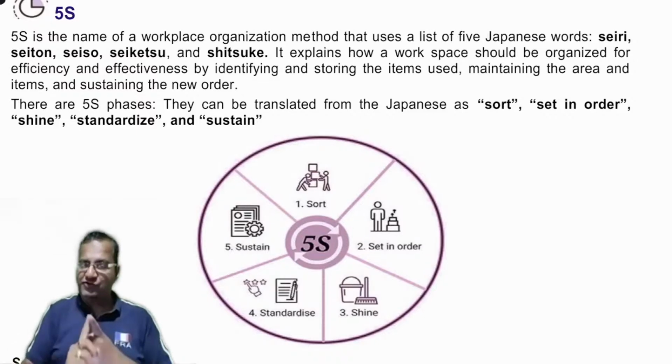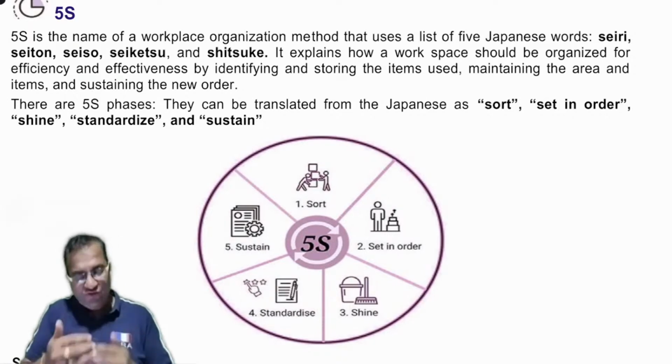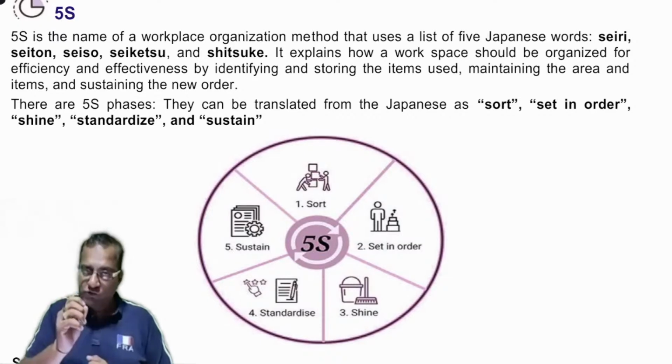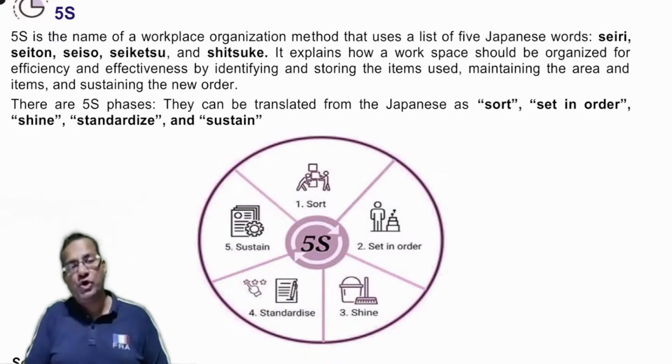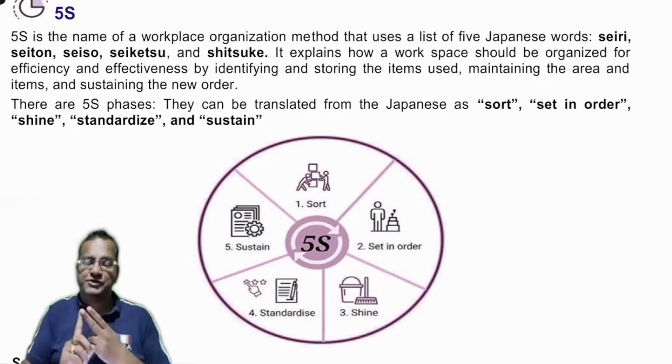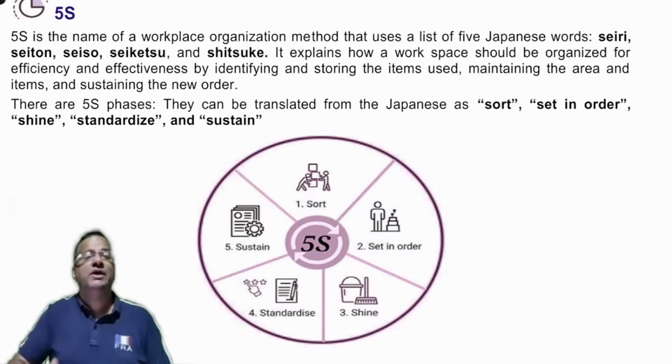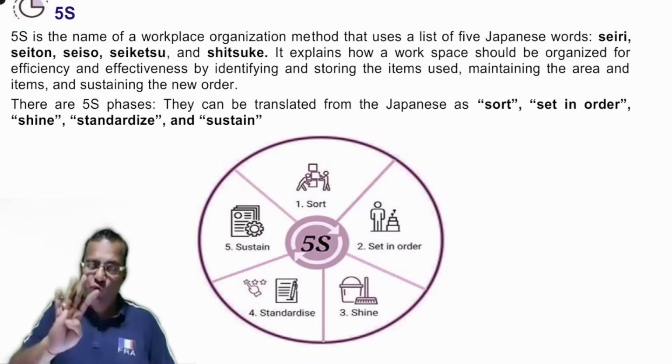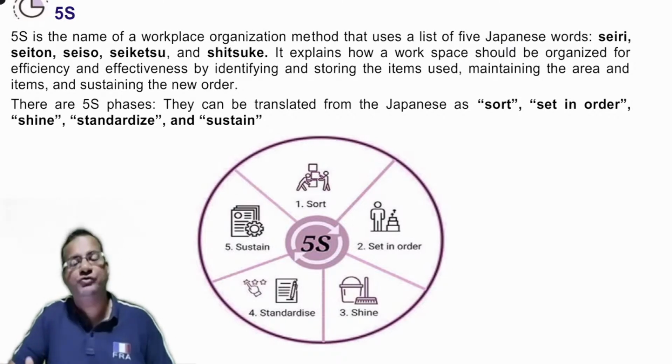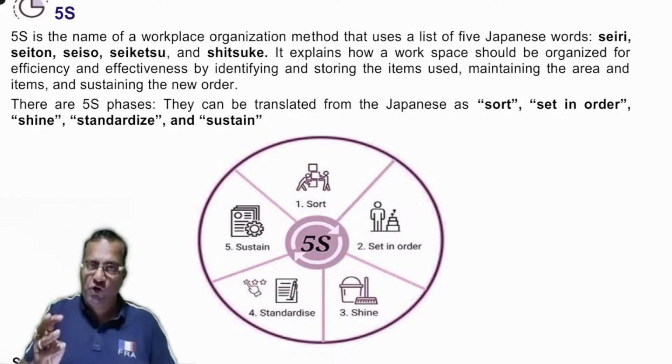Okay, beta? So the first S is sort, the second is set in order, the third one is shine, and all these things should be standardized. So there should be SOP. What do you mean by SOP? Standard operating procedure for sorting, standard operating procedure for set in order, standard operating procedure for shine, so that the above 3S can work effectively for the organization. So the fourth S is nothing but the compliance of the above 3S: sorting, set in order, and shine. So SOPs are developed for each and every S so that they can benefit the organization.